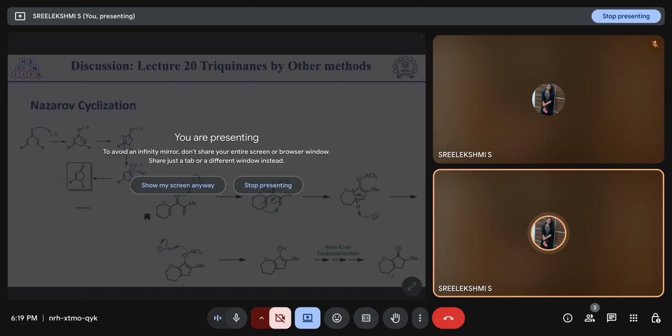So this is another example. Here this AlCl3 is coordinating with this ketone. This is coming over here and this is shifting over here. Then elimination of this proton will give the double bond and then keto-enol tautomerism will give the corresponding product. So now we will see a few questions, and then we will wind up the session.